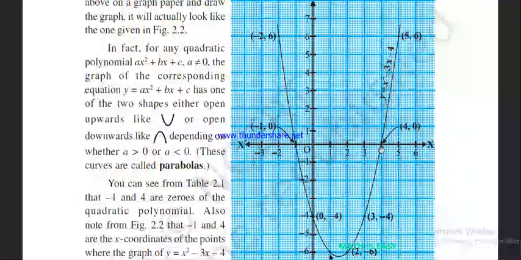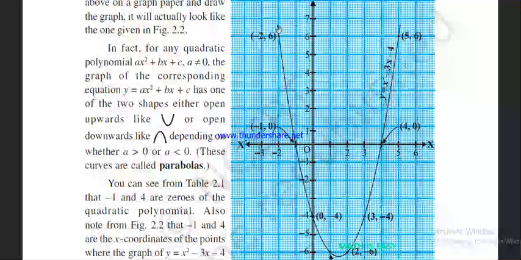Okay, so that means any polynomial you take, you represent on the graph, whenever it is touching the x-axis, those are the actual solutions of the given polynomial. Okay, if you see the quadratic polynomial, the graph is always going to be a parabola. This is called the parabola.